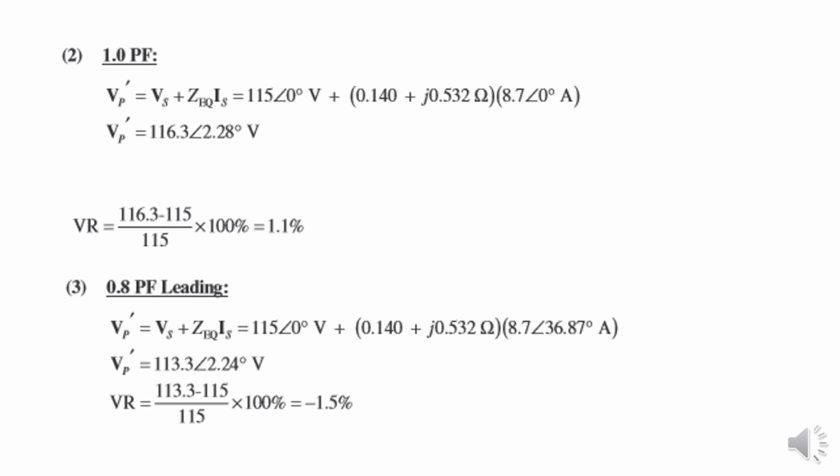Then voltage regulation you can also find as we have done previously. So here VP over A, or VP dash, is equal to 113.3 minus 115. 115 is the full load voltage, or the voltage when we have a load, then divide by 115 into 100%. Here you can see it is negative, minus 1.5% when we find it as a percent.